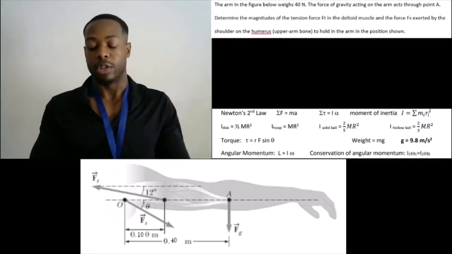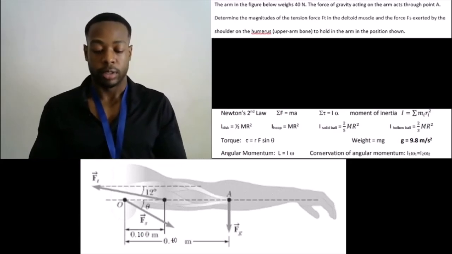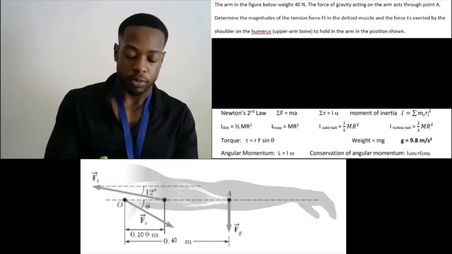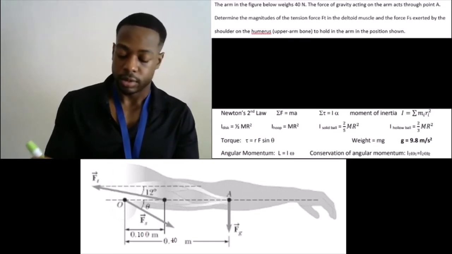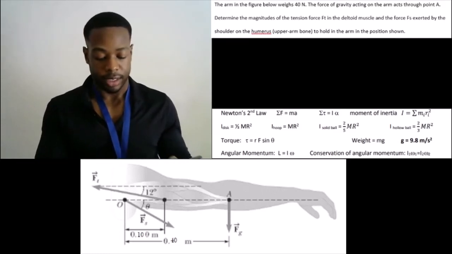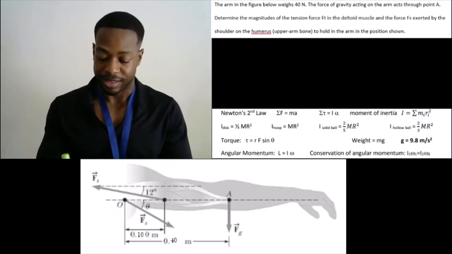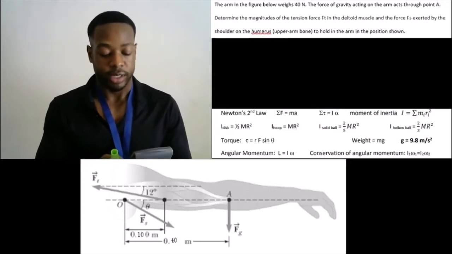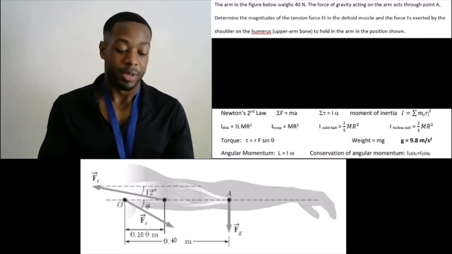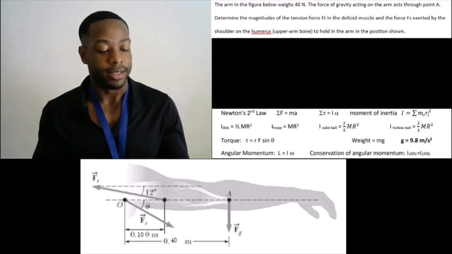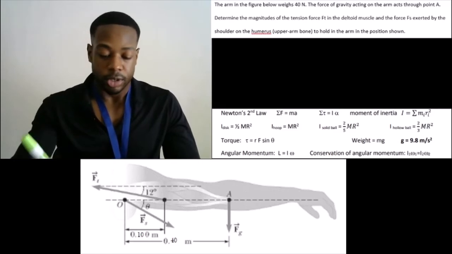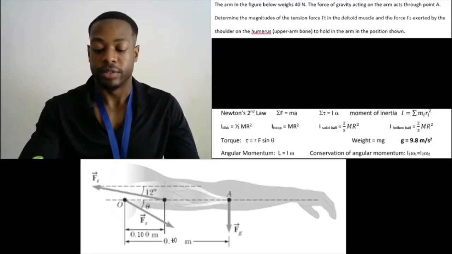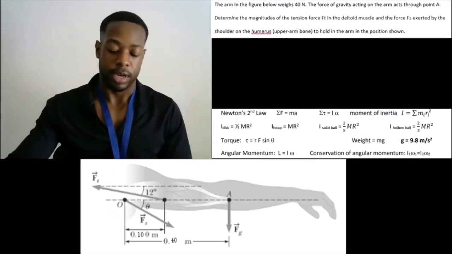We just move the 0.4 times 40 over. So 0.4 times 40 is going to be 16. 0.1 times force T times sine 12 equals 16. 16 divided by 0.1, it's going to be 160. And then 160 divided by sine 12, it's going to be 769.56. So force T is going to be 769.56 newtons.